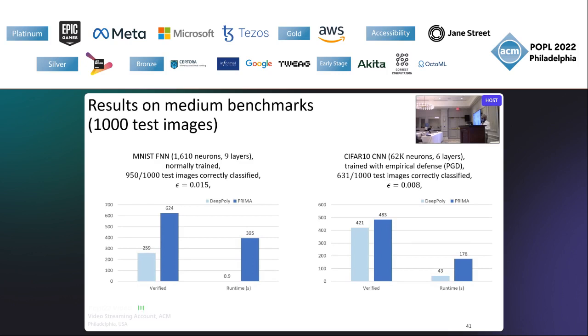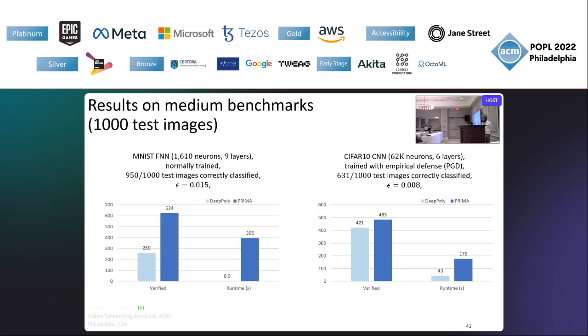On the left-hand side, the network is normally trained to maximize standard test accuracy. On the right-hand side, the network has been trained to be robust with an empirical defense. What that means is that you create counterexamples during training, add them to the training data set, and train again. So these networks are supposed to be harder to attack. What you see is that once you train a network to be robust to attack, the standard accuracy drops. Here, the accuracy of the CIFAR10 network is only 63%, which for a practical purpose is not very useful.